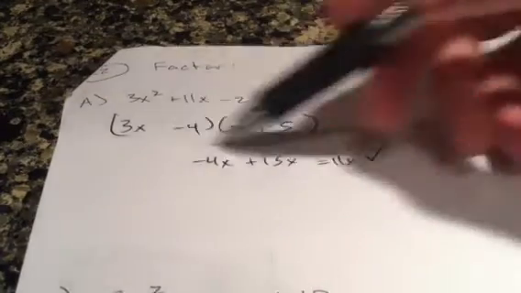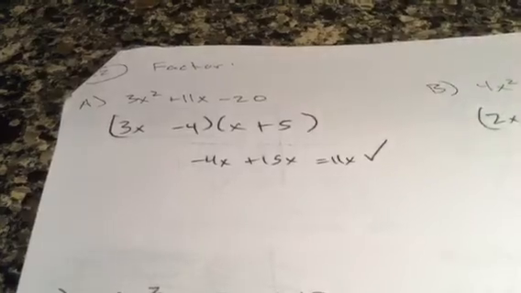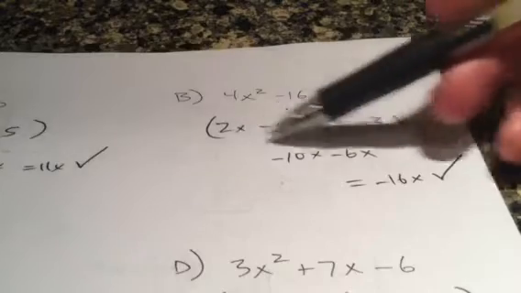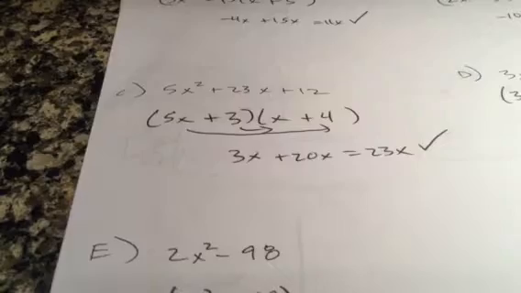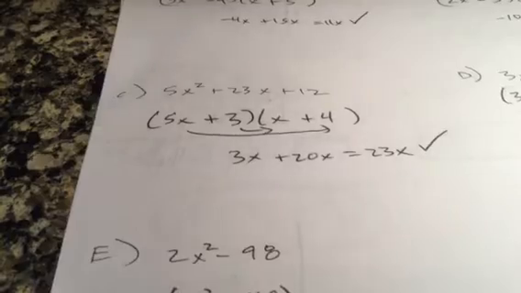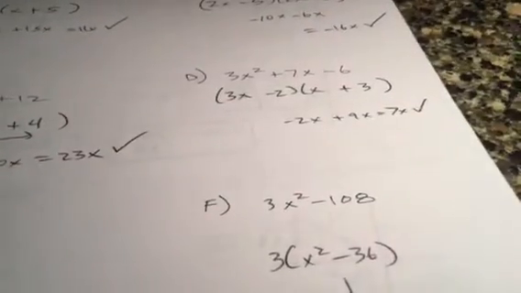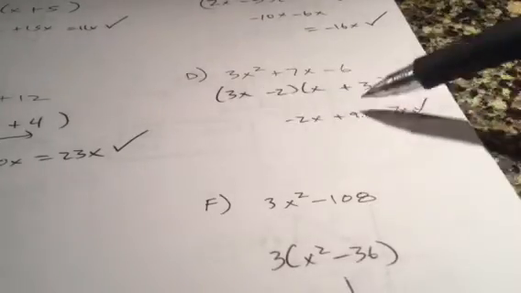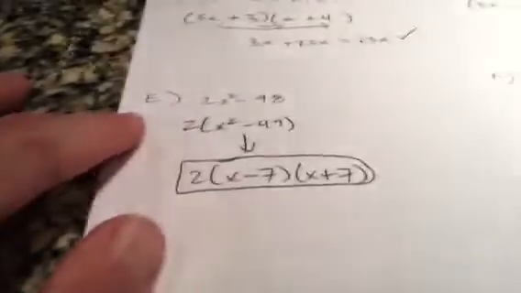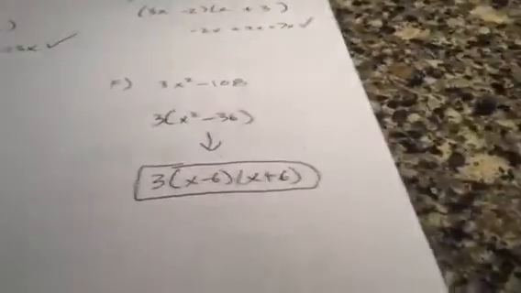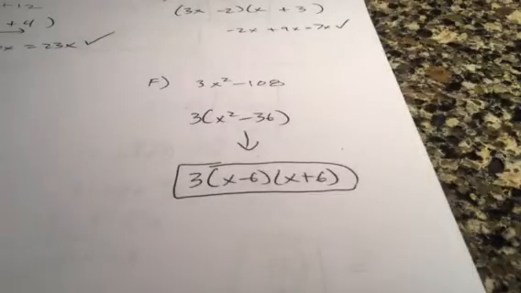Just distribute. -4x plus 15x is 11x. Here, 2x minus 5, 2x minus 3, because -10x minus 6x is -16x. You know, I'll make them very similar to this, okay? Here it is, 3x plus 20x is 23x. Just do the two middle parts of the FOIL in there. One's negative, one's positive here. -2x plus 9x is 7x. Here, take out the 2 they have in common. This is just a difference of 2 perfect squares. Take out the 3 that they both have in common, then it's just a difference of 2 perfect squares.